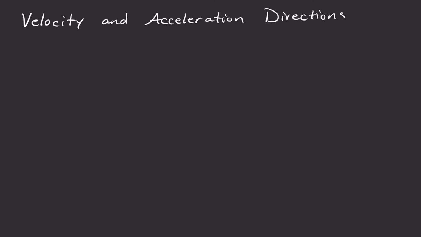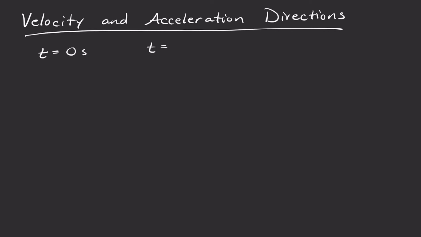Okay, so now that we have velocity and acceleration, I want to talk about their relative directions. So velocity, acceleration, directions. Okay. So maybe at t equals 0 seconds, we'll do 4 different times so we can see how they affect each other and how they change. Say we start off with a velocity vector moving to the right, and our acceleration is in the same direction.